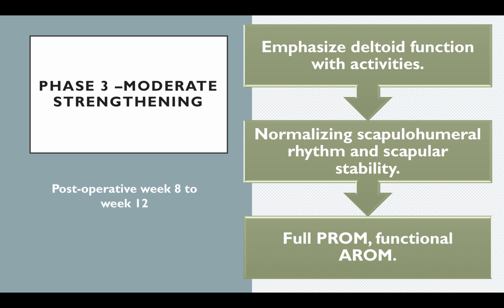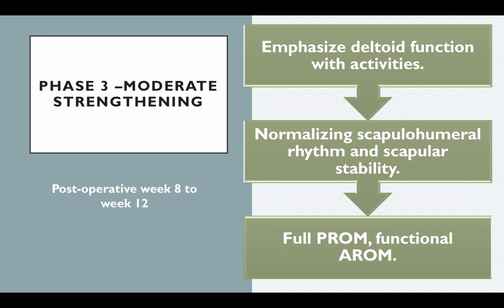Phase 3 sees your patient moving into moderate strengthening. Post-operative weeks 8 to 12. We're going to emphasize deltoid function with activities. Remember that newly tensioned deltoid is going to serve as not only an ability to rotate the arm, but it's also going to serve to help elevate the arm. So we want to emphasize the deltoid functioning properly.